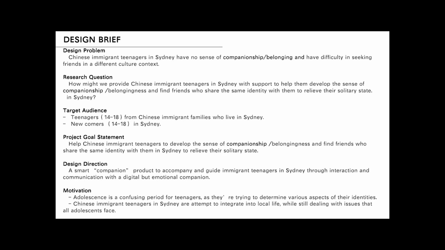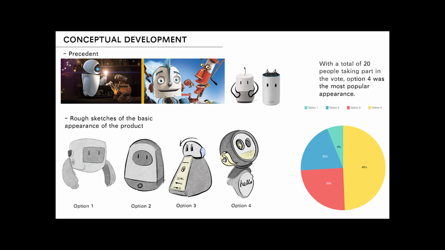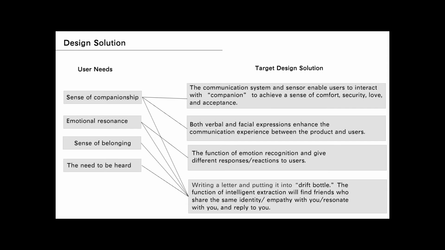With my initial design direction, I sent my 4 rough sketches of my design to my target audience, with a total of 20 people taking part in this work. Option 4 was the most popular one. Based on the insight from my users, I identified the top 4 user needs, which are sense of companionship, emotional resonance, sense of belonging, and the need to be heard. Then I came up with 4 targeting solutions to meet the users' needs.